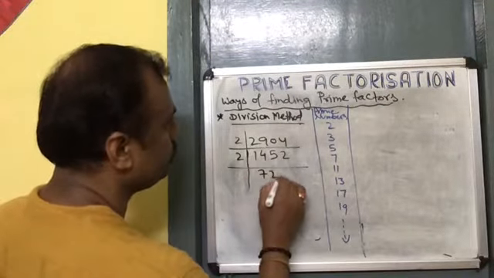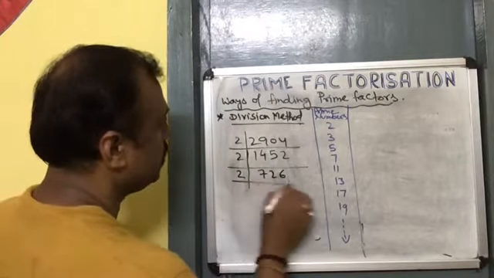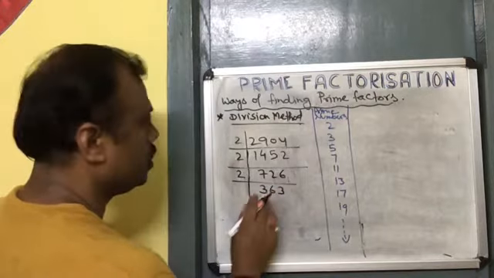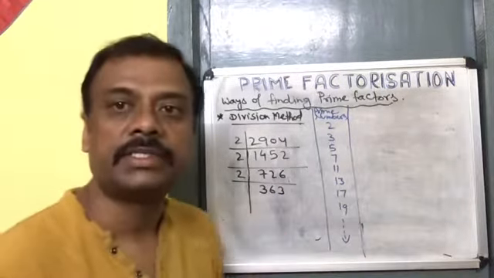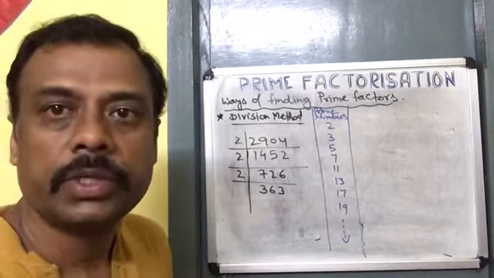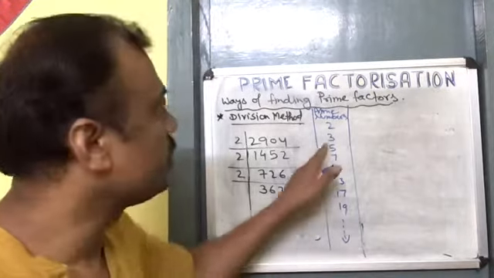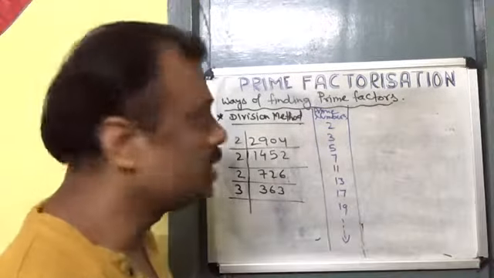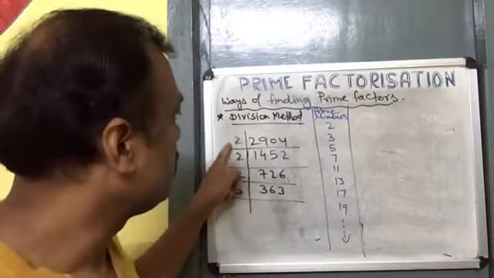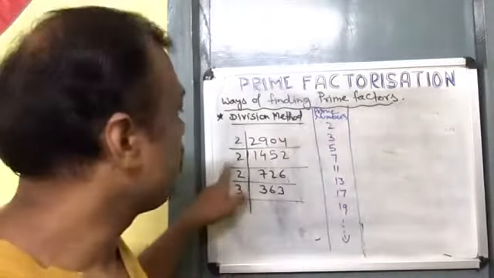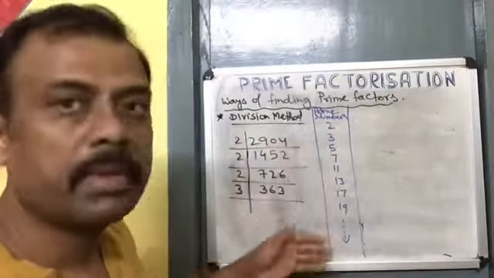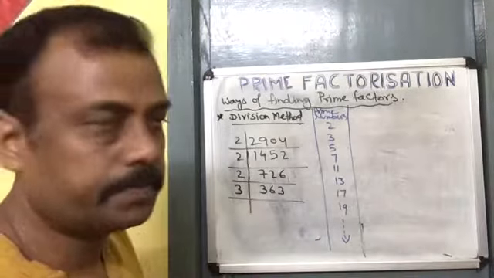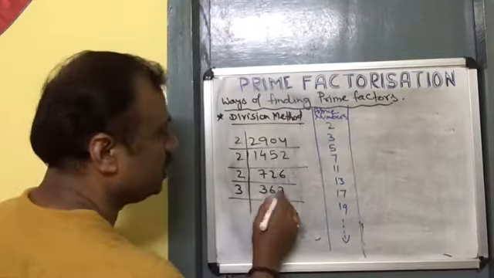7, again by 2. Okay, now 363, this number is not divisible by 2, so we will try the next prime number, that is 3. By this method it is sure that whenever it is over dividing by the starting number, it will never be divided in the following steps. So now 3 1s are 3, it is divisible by 3.